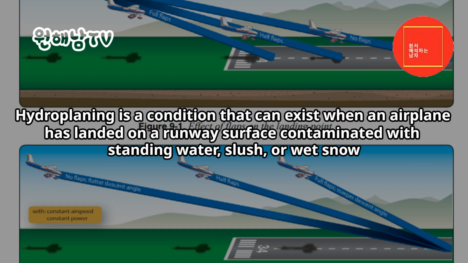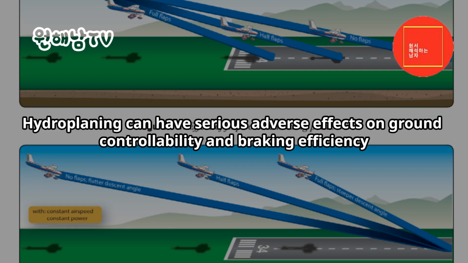Hydroplaning. Hydroplaning is a condition that can exist when an airplane has landed on a runway surface contaminated with standing water, slush, or wet snow. Hydroplaning can have serious adverse effects on ground controllability and braking efficiency.